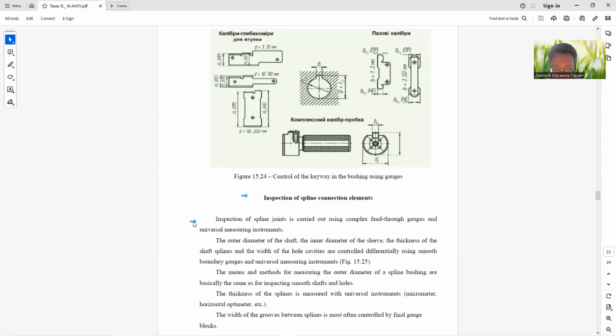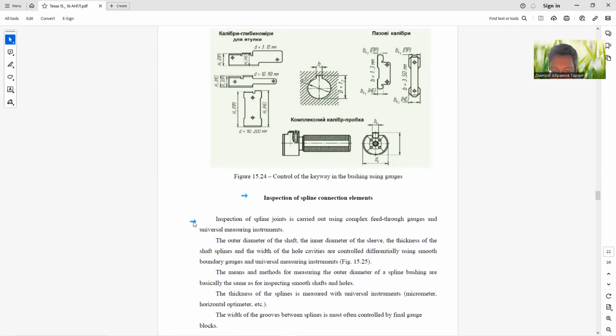Inspection of spline joints is carried out using complex feed-through gauges and universal measuring instruments. The outer diameter of the shaft, the inner diameter of the sleeve, the thickness of the shaft splines, and the width of the hole cavities are controlled differently, using smooth limit gauges and universal measuring instruments.